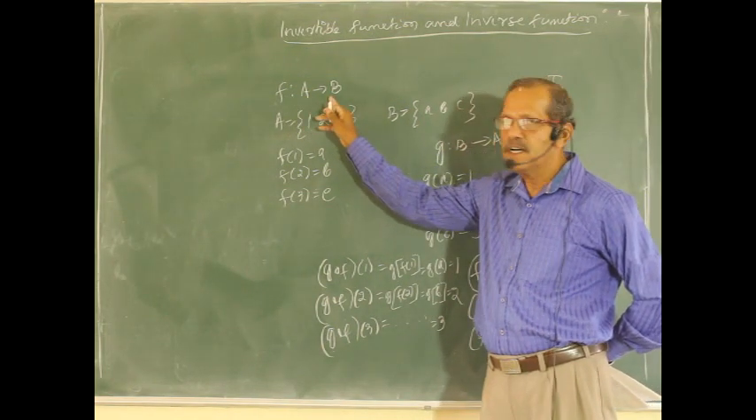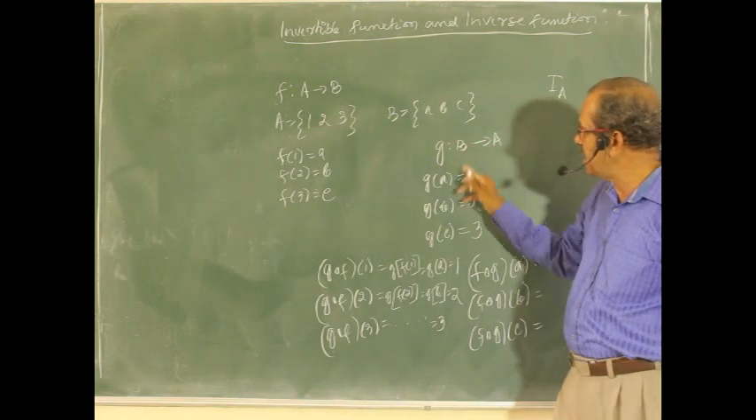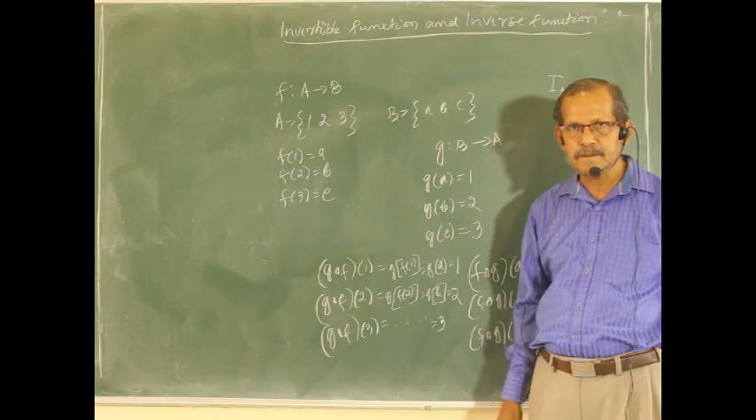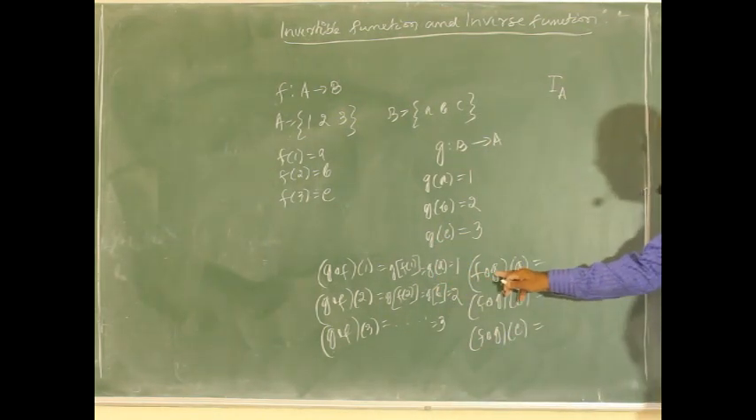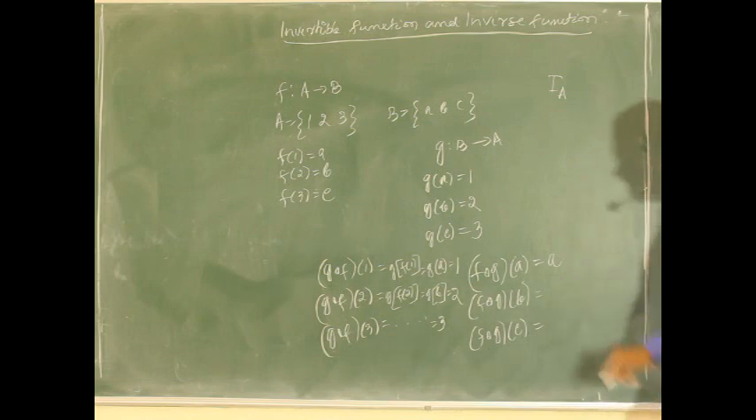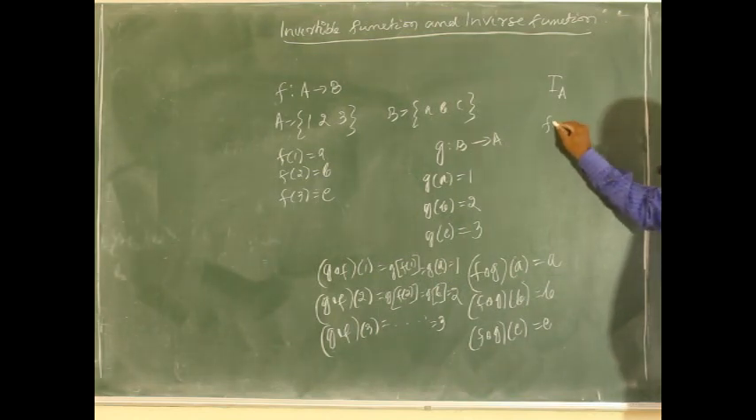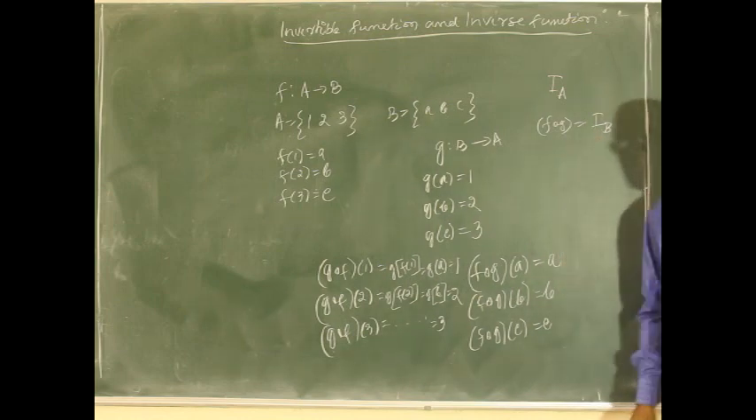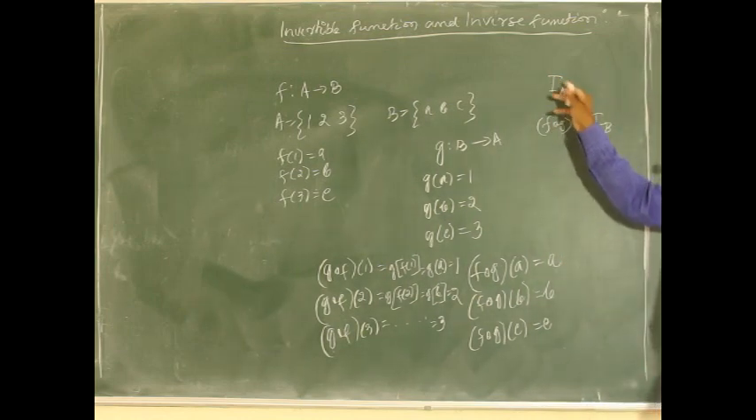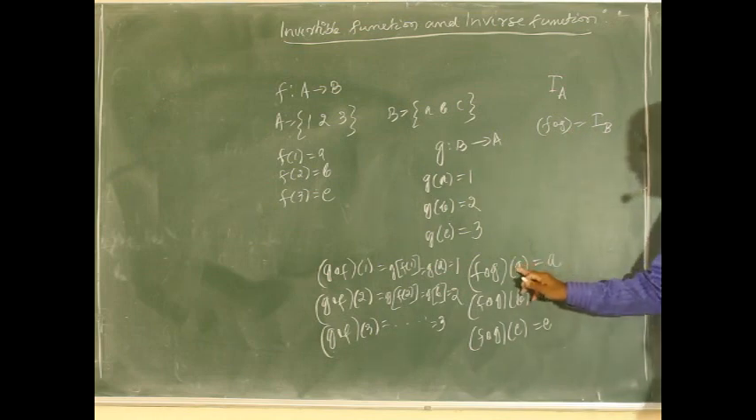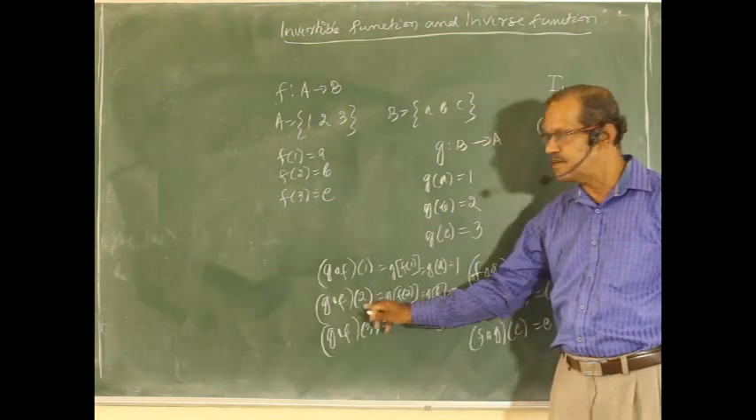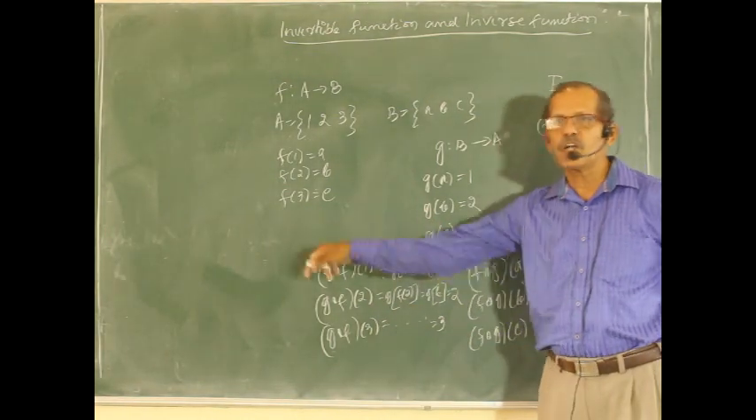Given the function f, you have defined another function g such that g composite f is identity. Similarly, you can show this one. F composite g of a is a itself. This one is b, this one is c itself. So that f composite g is also an identity function, but from B, so it is denoted by IB. Both are identity functions. This one takes every a to a itself, every 1 to 1 itself, 2 to 2, 3 to 3. Therefore, it is also identity.